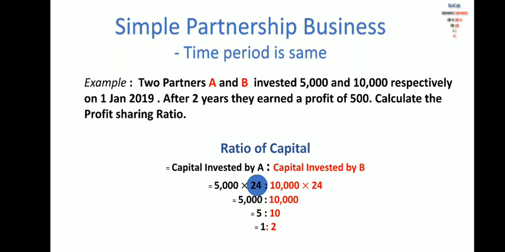So you observe this 24 is common in both, so it gets cancelled. That's why 5,000 is to 10,000. So in case of simple partnership business, since the time is the same for both the partners for which they invest the capital, there is no need to mention the time. And we get the answer as 1 is to 2.